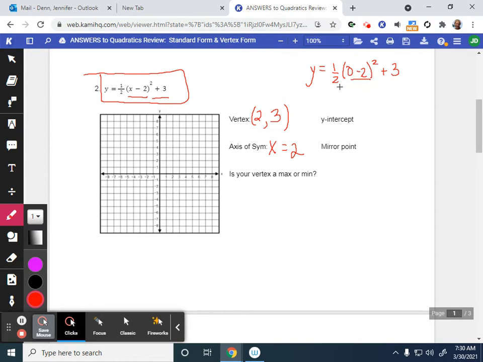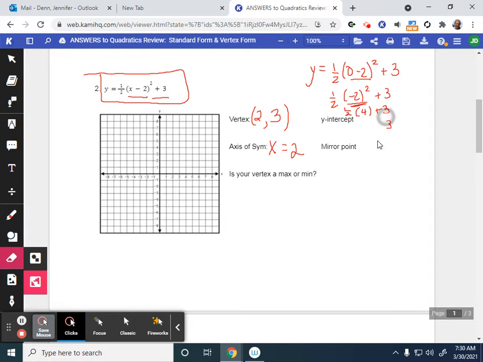So I need to do the parentheses first. So I have 1/2 times negative 2 squared plus 3. Then exponents, not the 1/2, that just waits. So I have 1/2 times 4 plus 3. Now I multiply, so 1/2 times 4 is 2 plus 3, and I get 5.